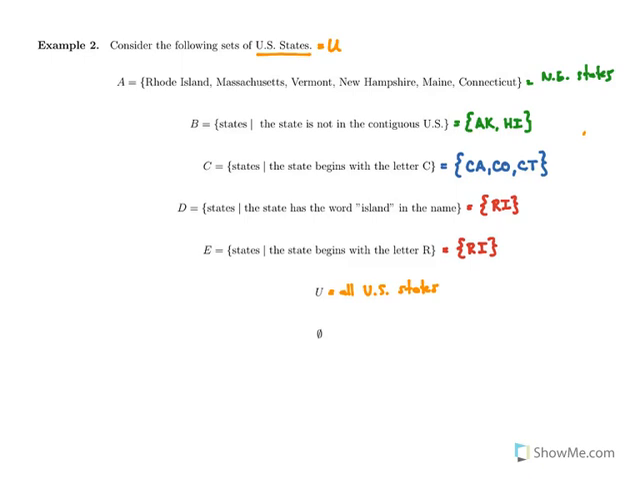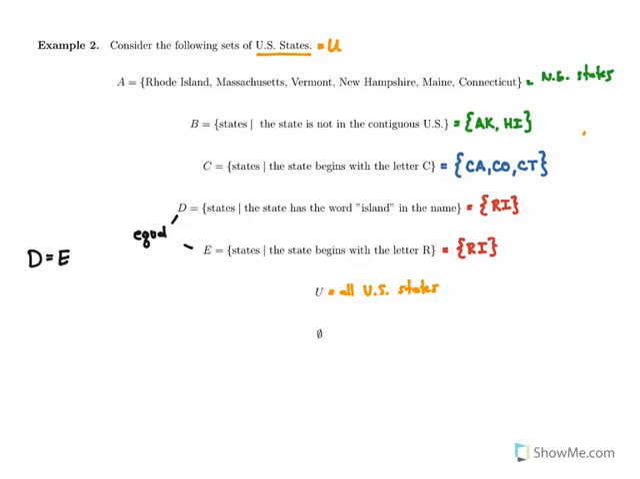So let's talk about some subsets and some ways we can link these together. So note that D is equal to E. These 2 sets are equal. They contain the exact same elements. Even though they're defined in different ways, they're the same set.